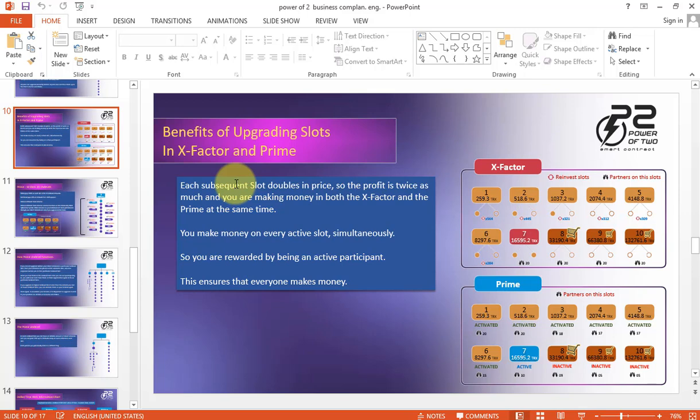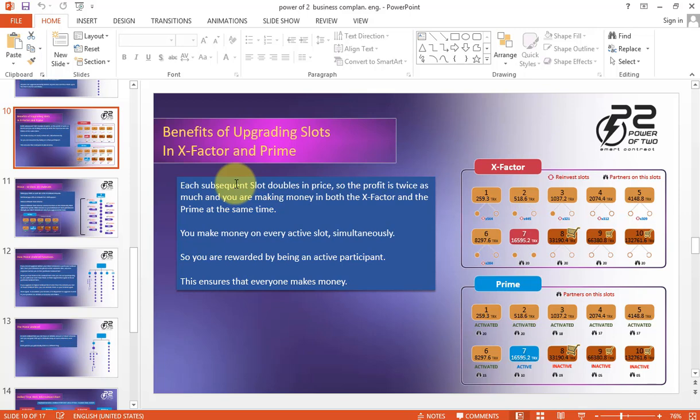So here it shows the benefit of upgrading slots in X Factor and Prime. As we can see over here, both X Factor and Prime have slots numbered up to 10. So each has 10 slots, and each next slot is 2 times more expensive than the previous slot. So if slot number one is $10, then slot number two will be $20. Then slot number three will be $40. Then slot number four will be $80. Slot number five will be $160, all the way down to the 10th slot.